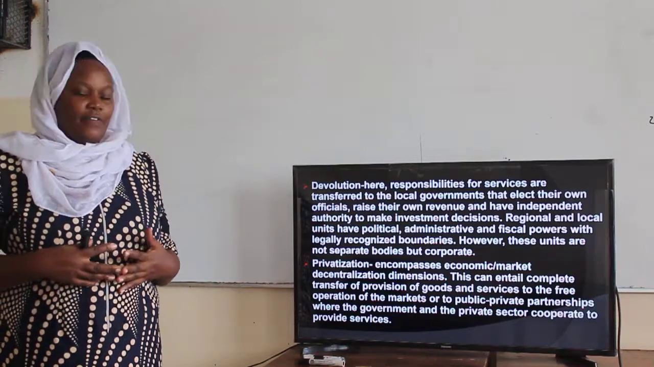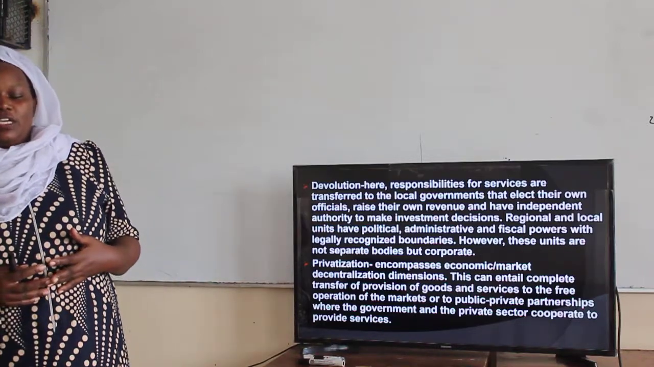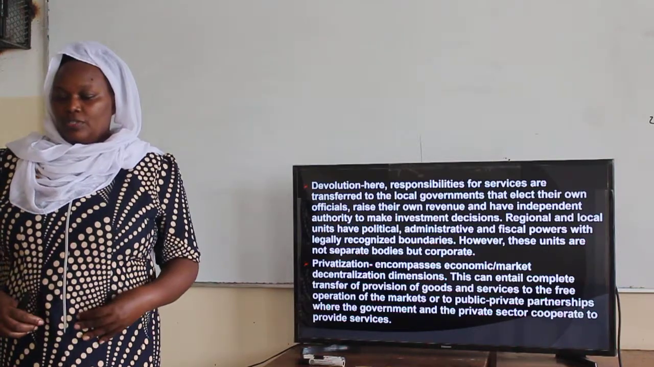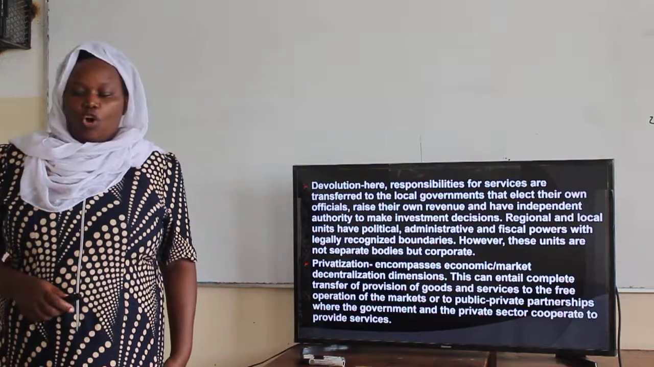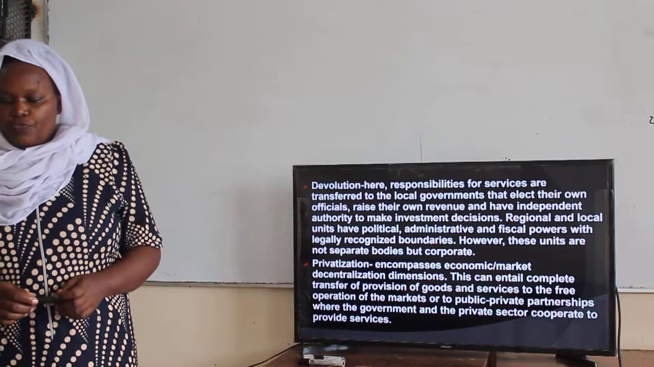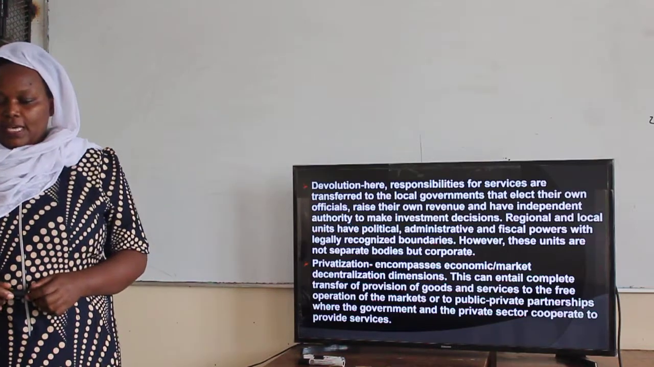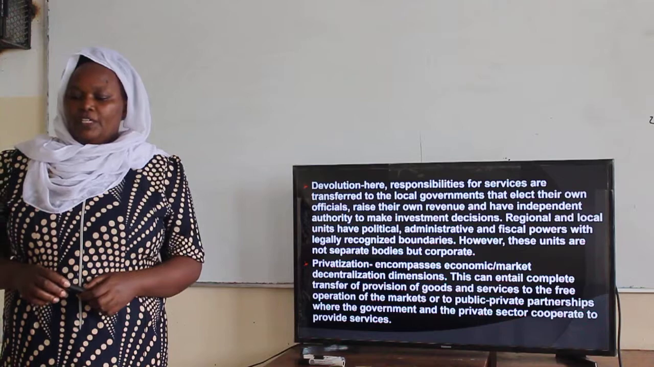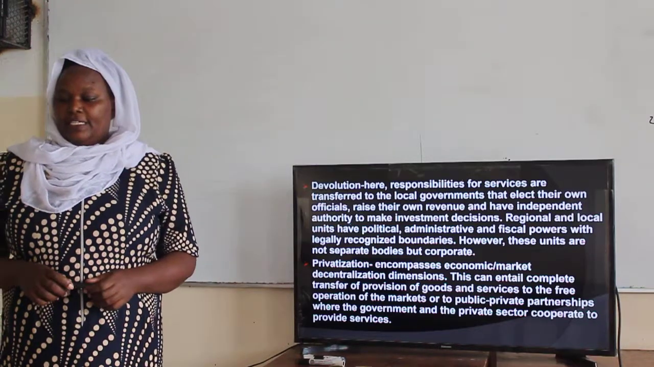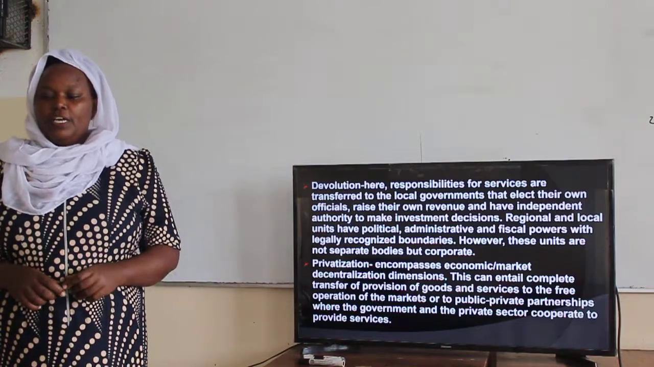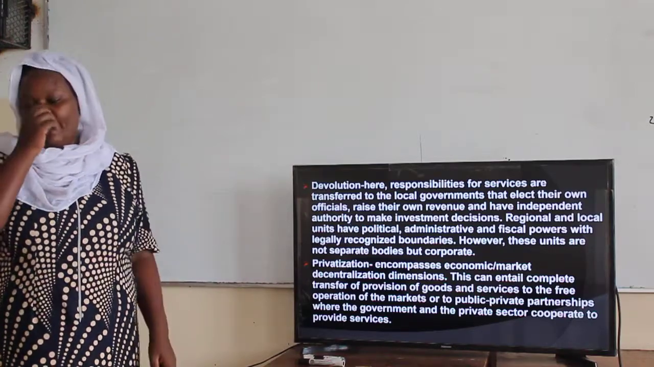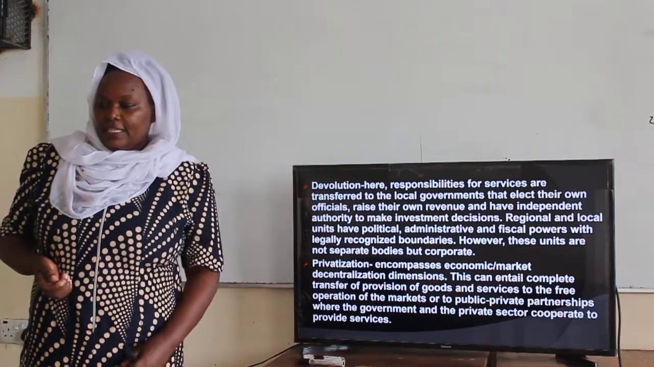When we talk about privatization, it encompasses the economic and market decentralization dimension. This can entail complete transfer of provision of goods and services to the free operation of the market and public-private partnership, where the private sector cooperates to provide services. So you find the government cannot own everything. Some of them are under the private sector.